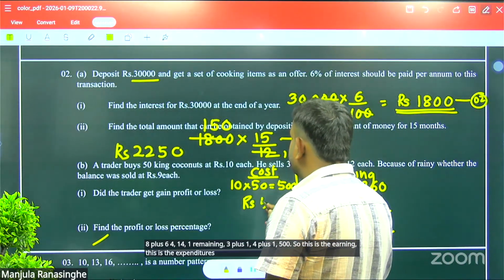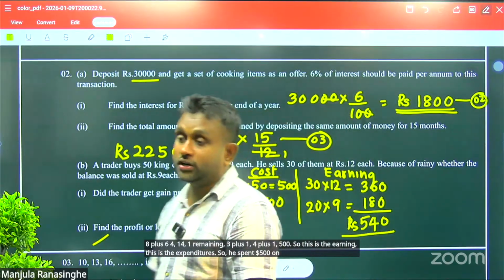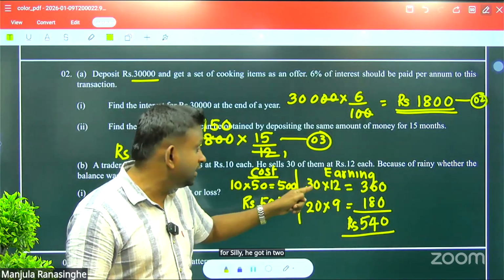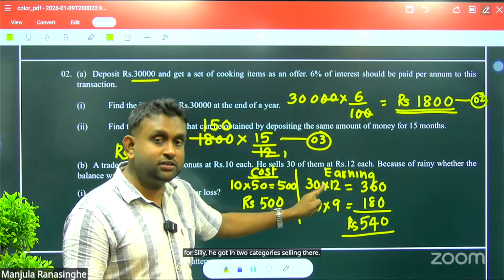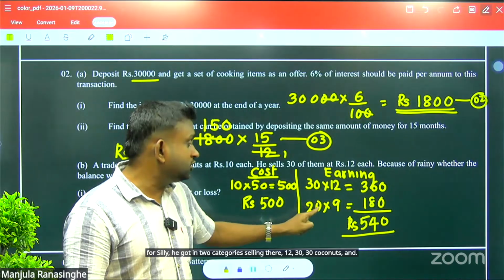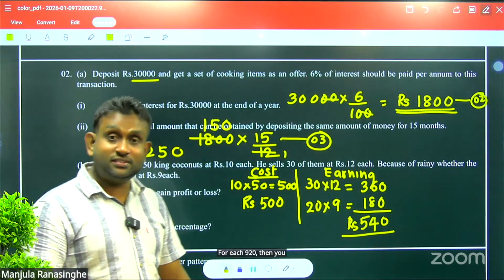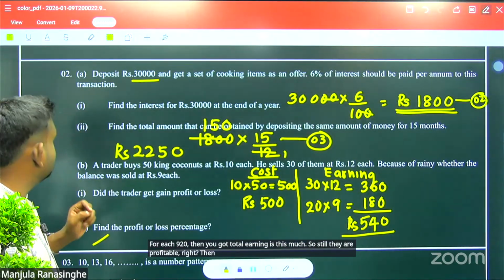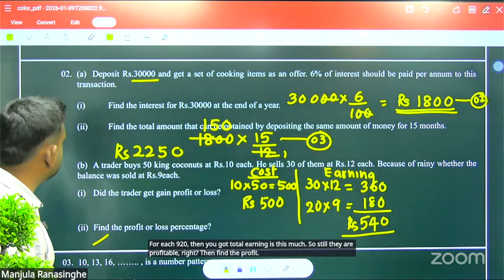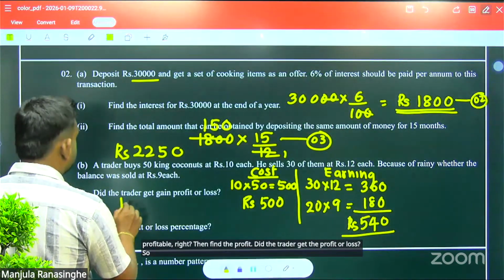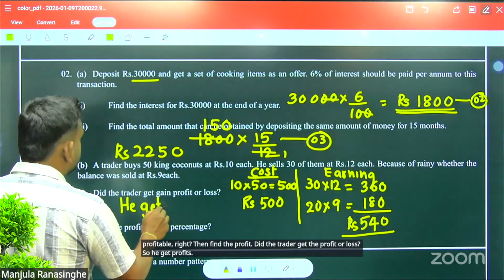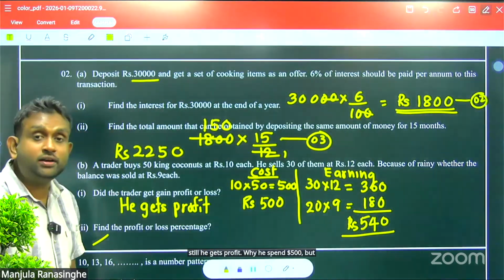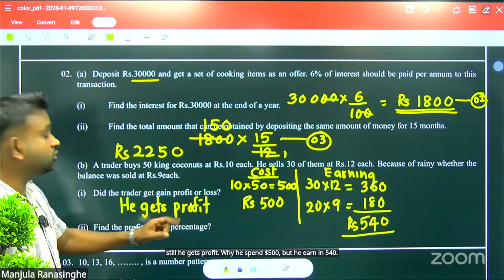So he spent 500 on the king coconuts for buying. For selling, he got it in 2 categories, 30 coconuts at 12 each and the balance at 9 each. Then the total earning is this much. So still they are profitable, right? Did the trader get profit or loss? He still gets profit. Why? He spent 500, but he earned 540.